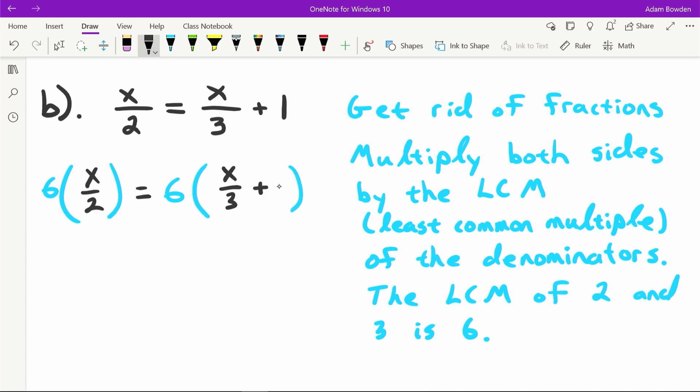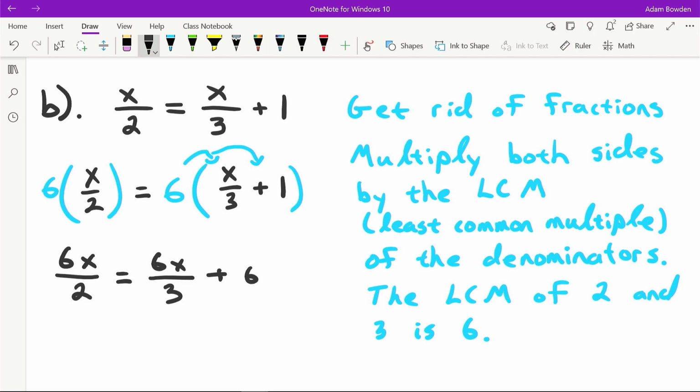Because what I do to one side of the equation, again, I have to do to the other side. So if I multiply by 6, let's multiply the first fraction by 6, and we could write it as 6x over 2 equals, and then 6 is going to distribute to the other side across everything. We can write it as 6x over 3 plus 6.